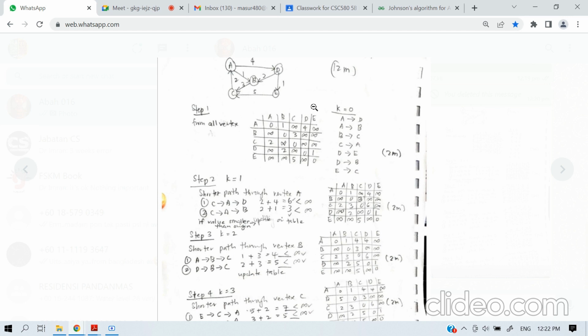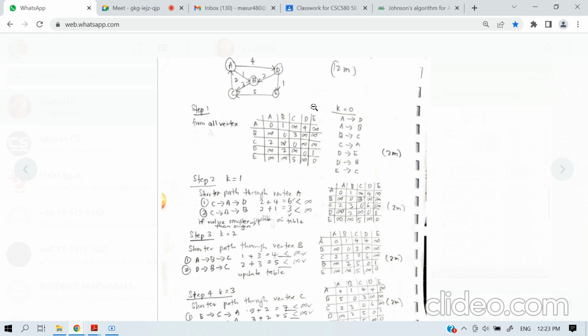So from A to A 0, A to B 1, A to C infinity, A to D 4, A to E infinity, B to A infinity, B to B 0, B to C 3, B to D infinity, B to E infinity, and the rest. Okay, so please check whether it is correct or not.